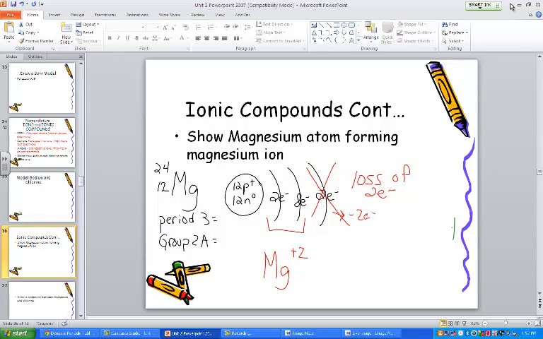If I lost 2 electrons, it now carries a positive 2 charge. Notice why? We still have 12 positive protons, but now only 10 negatives. A plus 12 and a minus 10 gives me a net positive 2 charge. We've just shown the magnesium ion forming from its electron arrangement using a solar system model, a Bohr model. A magnesium ion loses 2 electrons, developing a plus 2 charge.